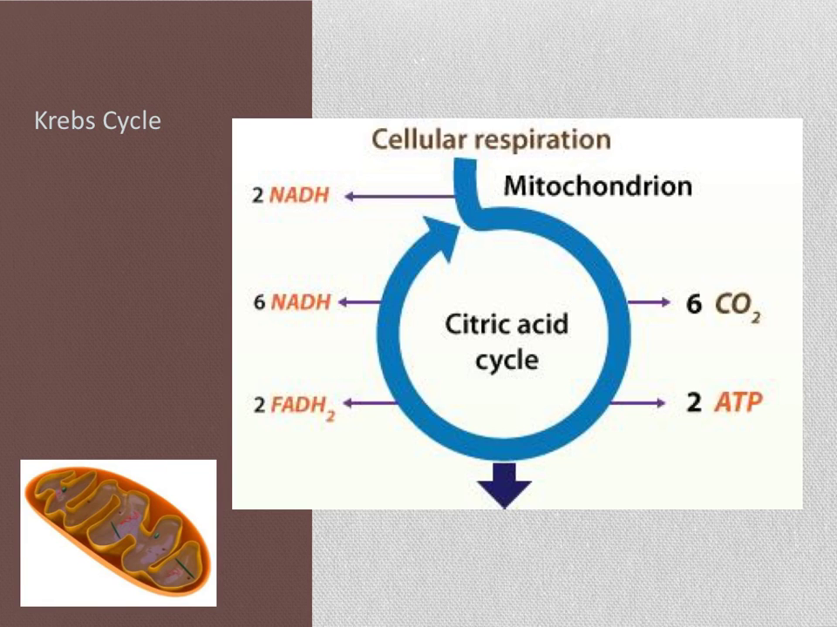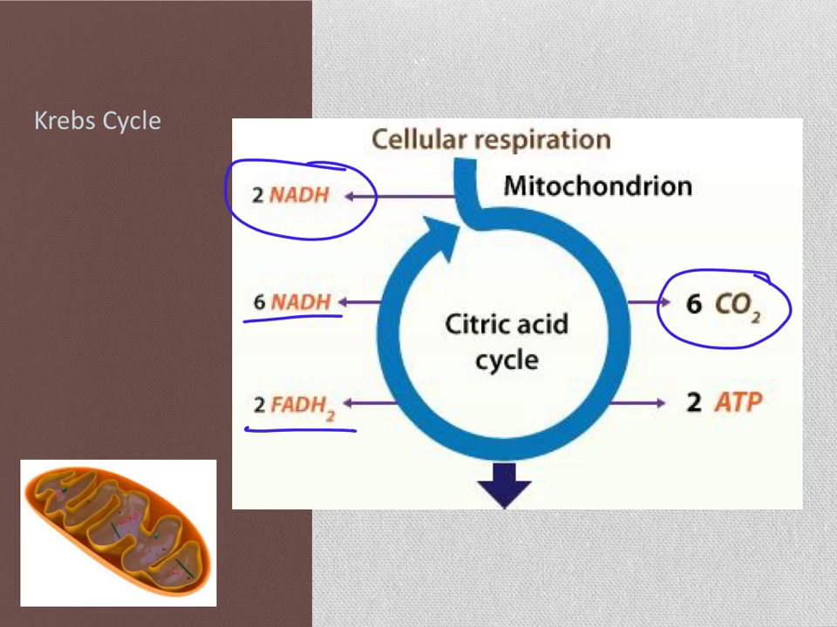The Krebs cycle will turn twice per molecule of glucose, and this diagram shows the totals after 2 turns of the cycle. These 2 NADHs were produced during the conversion of pyruvate. 2 of the carbon dioxides were produced there as well. The rest of the molecules, the 6 NADHs, the 2 FADH2s, and the 2 ATPs, and 4 of the 6 carbon dioxides are all produced during the citric acid cycle, also known as the Krebs cycle.